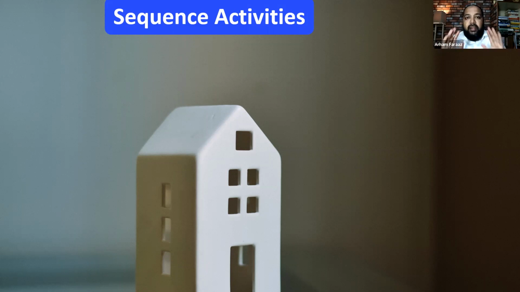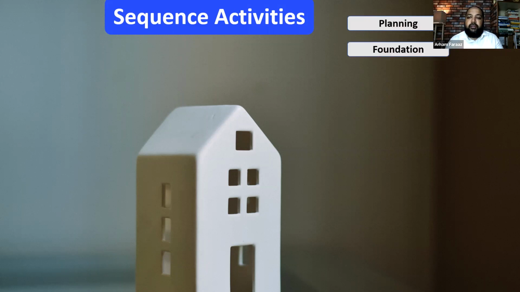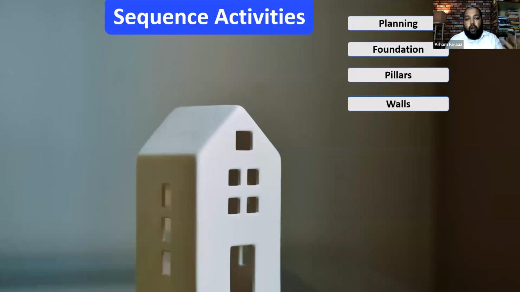Okay, now let us sequence these activities. Some things will have to be done first, few things early, and few things late. Let's try to sequence these activities. First thing is planning. We need to plan what we're doing. Then we have to build a foundation for the house, right? Then some pillars have to be erected. Then walls have to be built for those pillars. Then you put the roof.